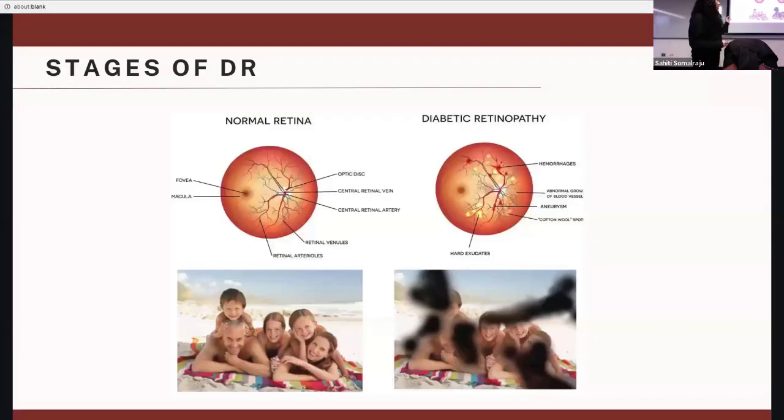So this is just a good figure that's illustrating the differences between a normal retina and a diabetic retinopathy retina. And so you're seeing a lot more of these abnormalities, and this causes the loss of vision that you're seeing here. And it can progress throughout the stages.